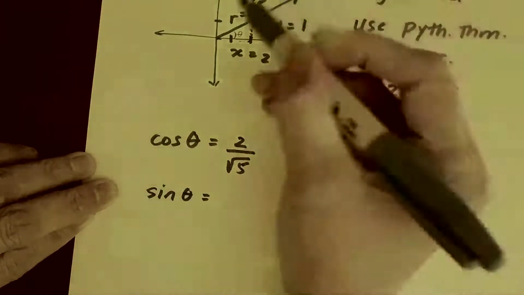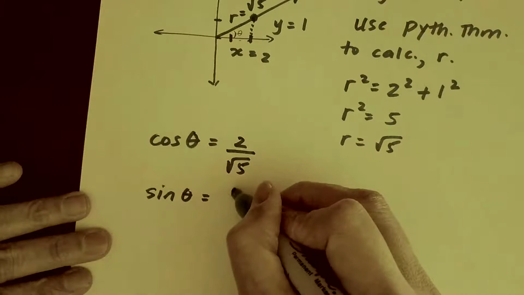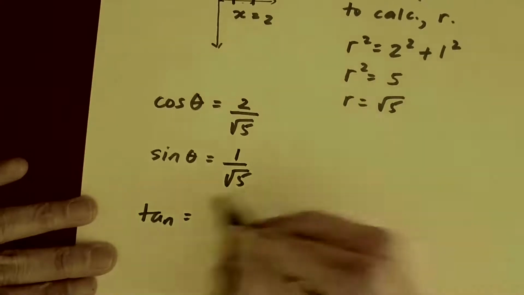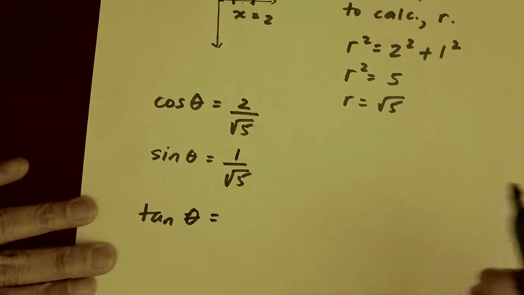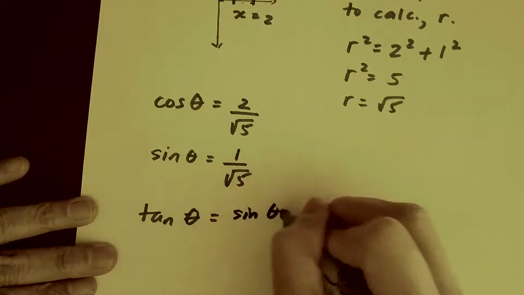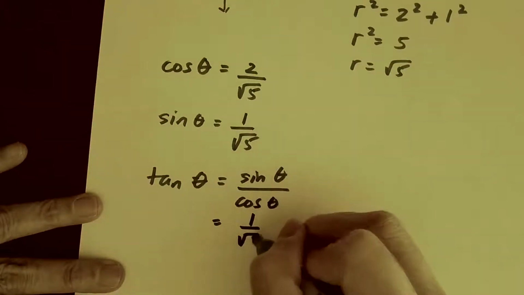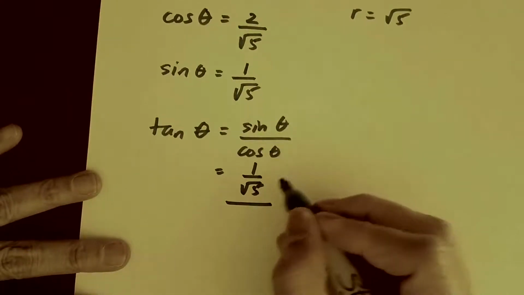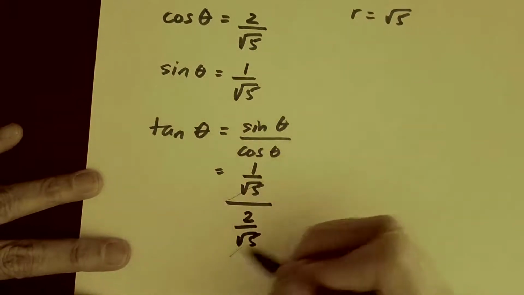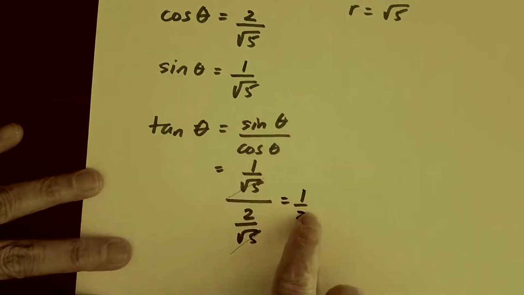Sine theta is opposite over hypotenuse, so it's going to be 1 over root of 5. And then tangent of theta is sine theta divided by cos theta, which is 1 over root of 5 divided by 2 over root of 5. Now you can see that the root of 5's cancel, so you're left with 1/2. So tan theta is 1/2.